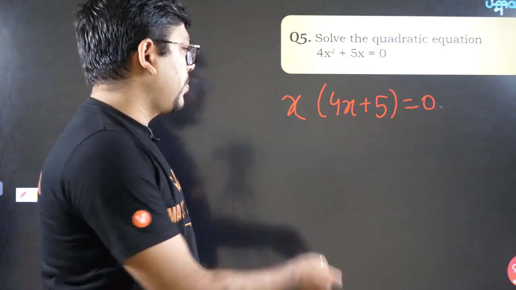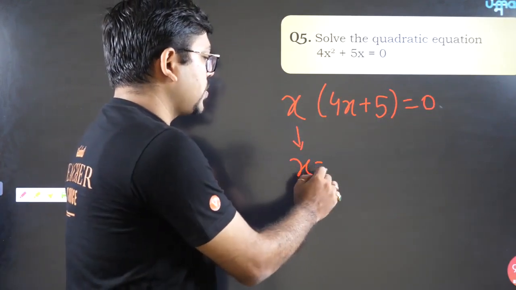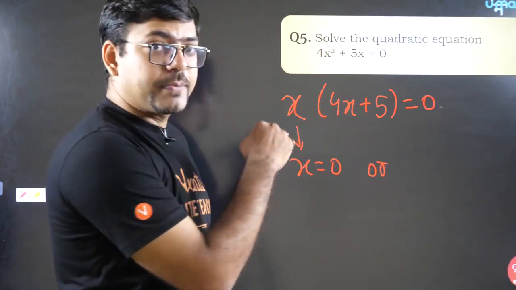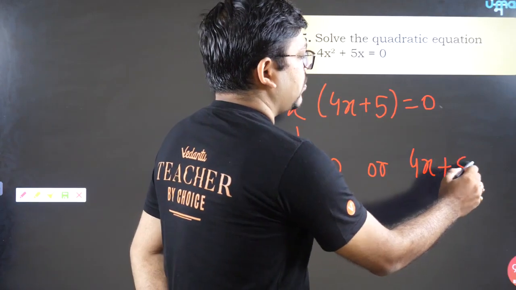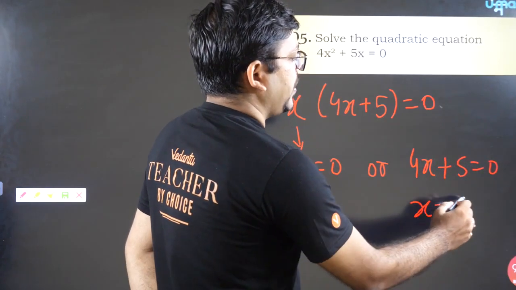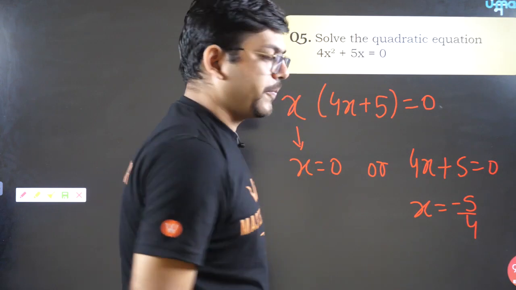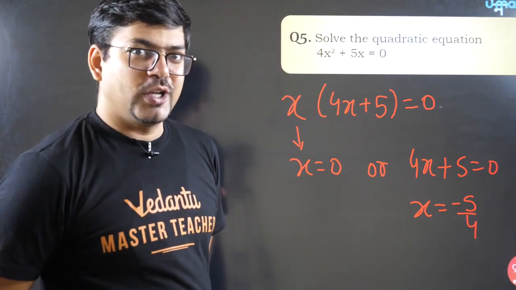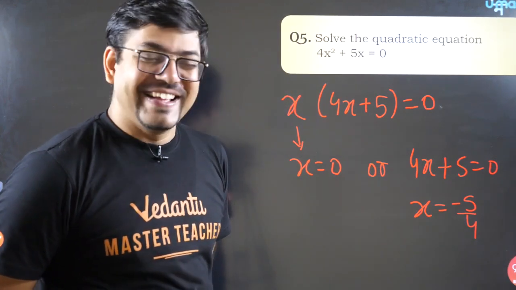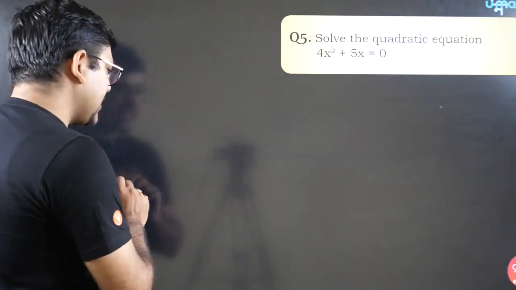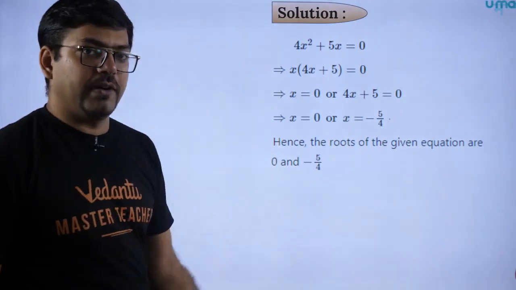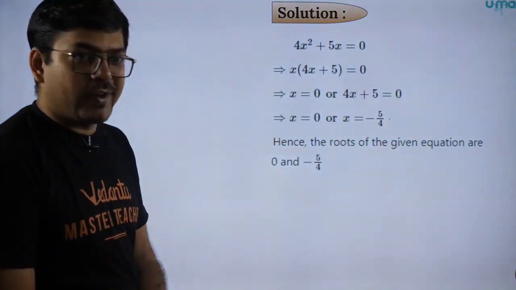So from here very easily you will get x is equal to 0, or 4x plus 5 is equal to 0. So if you solve this, x will be equal to -5/4. Isn't that easy? I think it's super easy. Chalo, so we got it. Let's check the solution as well. So 0 and -5/4, these are the zeros and we got it.